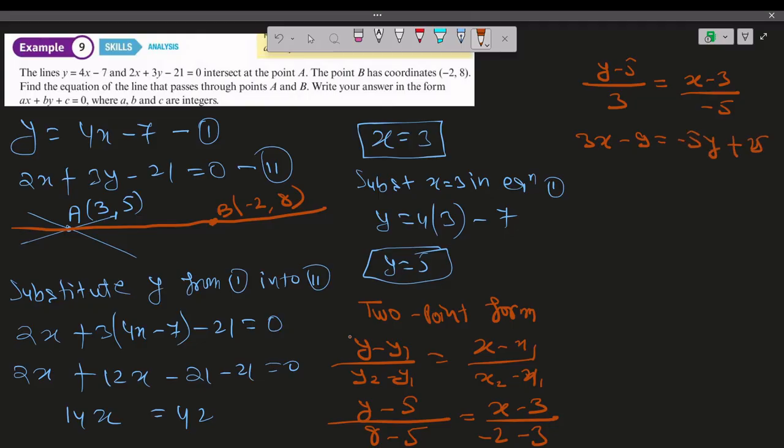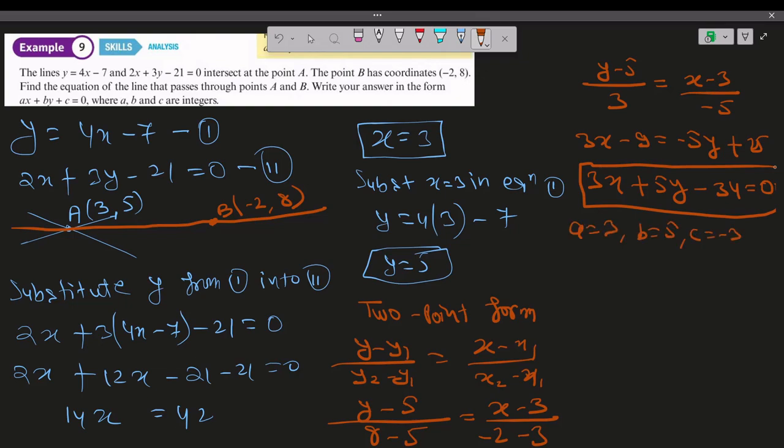And then finally we can write 3x + 5y, this is -9 and -25, so -34. It will be 3x + 5y - 34 = 0. Now I think this is the required form, ax + by + c = 0. So yes, this is the equation. If you ask me for a, b, c, I will report a = 3, b = 5, and c = -34. Yeah, that's it.